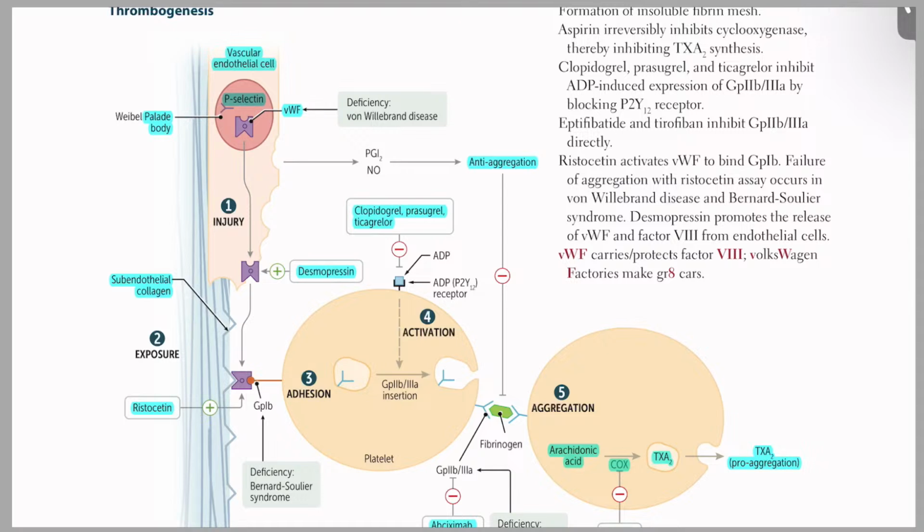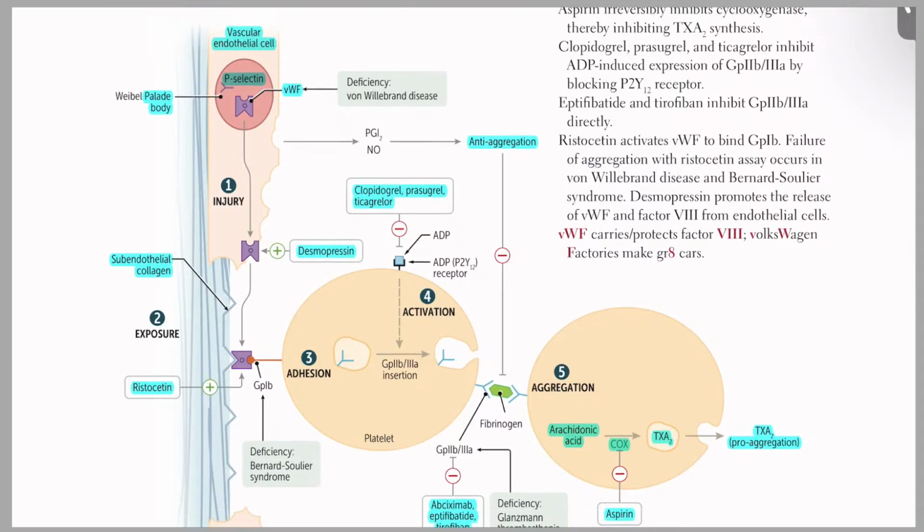Ristocetin activates von Willebrand factor to bind GP1B. Failure of aggregation with ristocetin assay occurs in von Willebrand disease and Bernard-Soulier syndrome. Desmopressin promotes the release of von Willebrand factor and factor 8 from endothelial cells. Von Willebrand factor carries and protects factor 8. Volkswagen factories make GR8 cars, as a mnemonic.